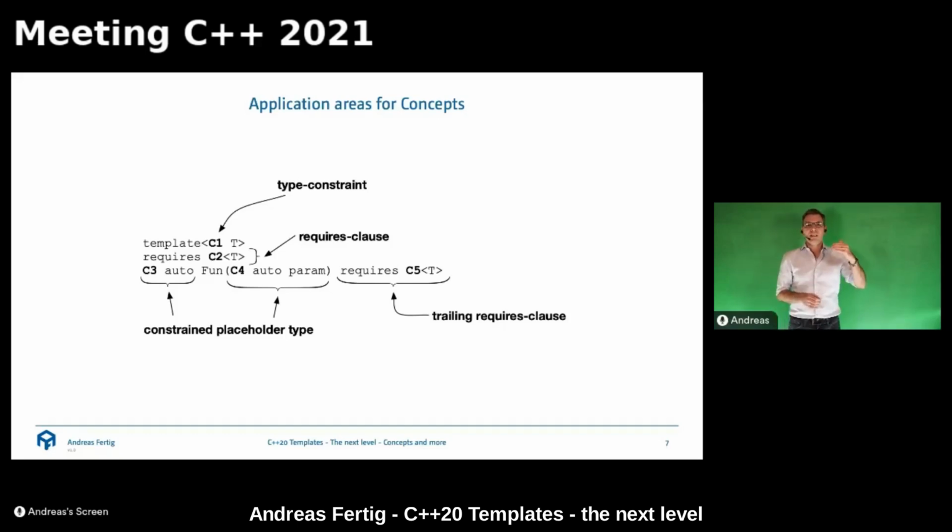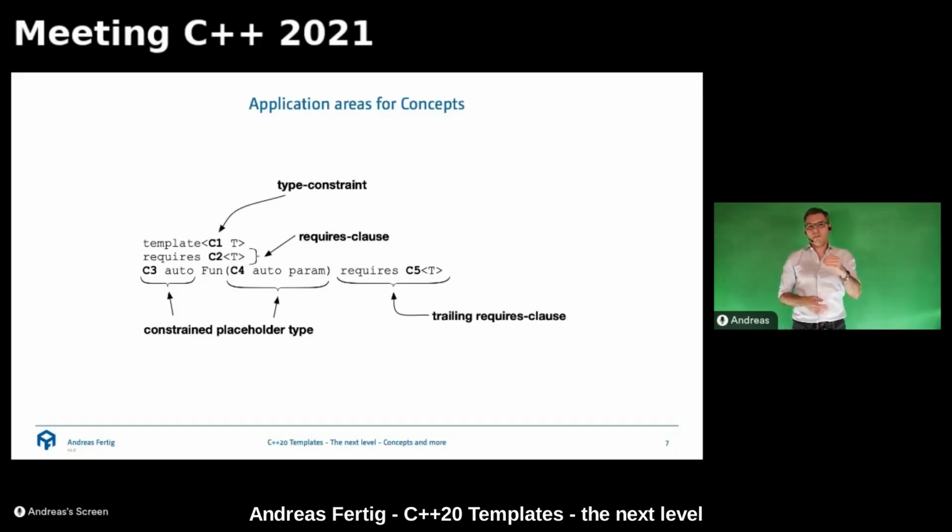The other place is the one we already saw, that's C2 in the so-called requires clause. Okay, in C1 we can only use concepts. In C2 we can also use type traits, for example, and we can use Boolean algebra to say C2 and some other requirement and some other requirement and so forth.